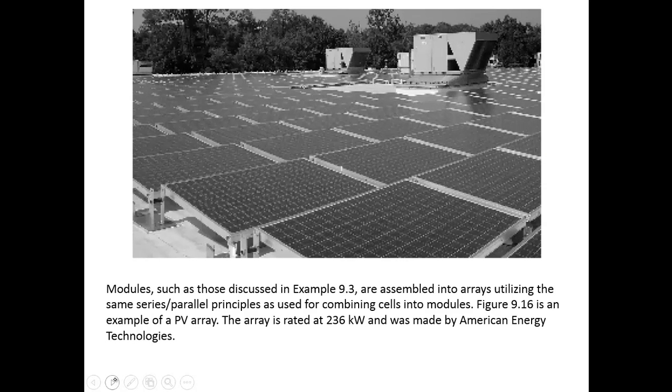And then, of course, modules such as those discussed in this prior example problem are assembled into arrays utilizing the same series and parallel principles used for combining cells into modules. So this particular figure is an example of a PV array, and the array is rated at 236 kilowatts, and it was made by American Energy Technologies. That pretty much ends this chapter.